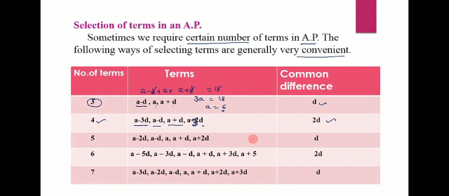If you want to select five terms, you need to select a minus 2d, a minus d, a, a plus d and a plus 2d. Here the common difference is d. In the same manner, you can select 6 terms or 7 terms like this, so that we can get the answer very easily.